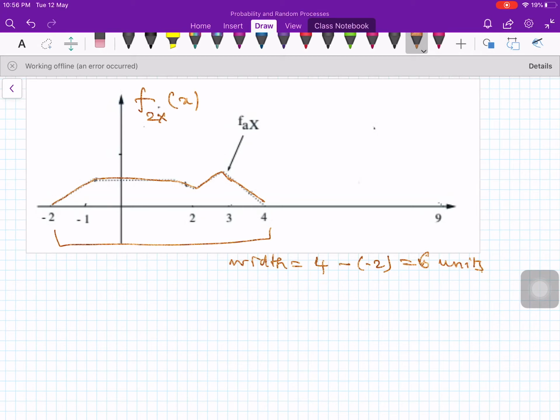Now we take the same PDF and scale it up by stretching the x-axis by a factor of 2. So what does scaling correspond to in terms of a formula?